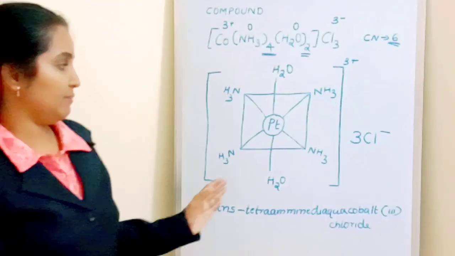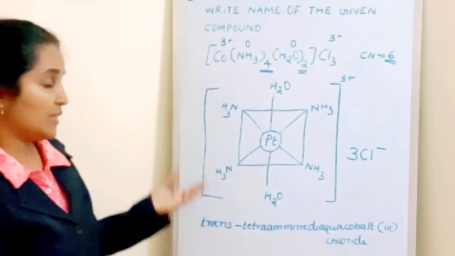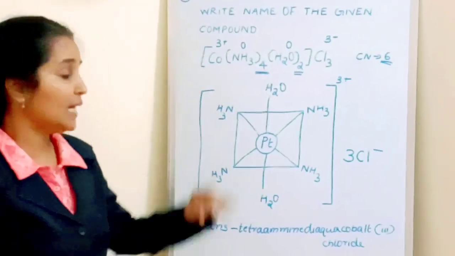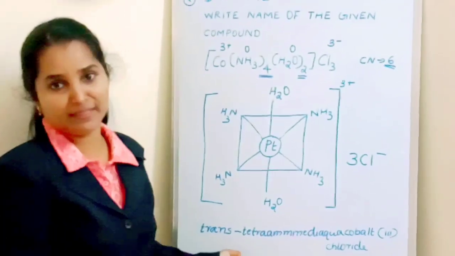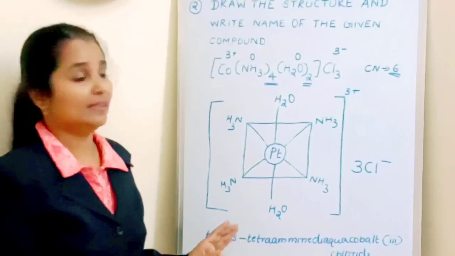So we have drawn the structures of the cis isomer of the given compound and the trans isomer of the given compound, and we have named them. So that's enough. You will get full marks.